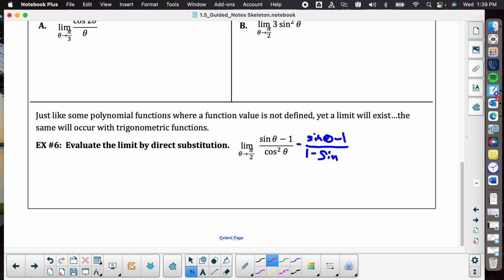What were you frequently told last year to do whenever you had a tangent in an equation? Convert it to sine and cosine. Change everything into sines and cosines to see how they're compatible. That is absolutely a common method for working with problems. You were taught it last year because you need to use it in problems this year. So now that we've got sine of theta minus 1 over 1 minus sine squared theta, does anybody see what to do?